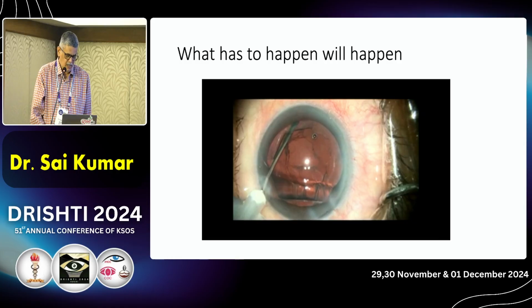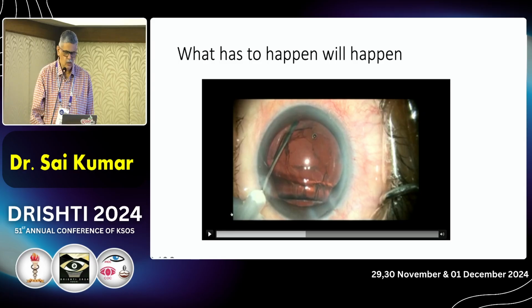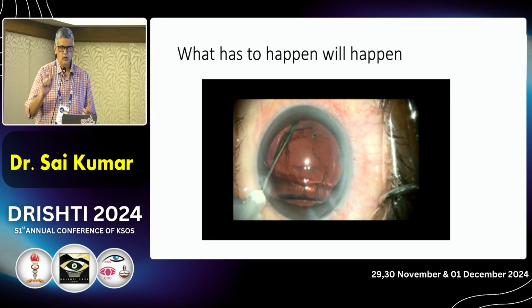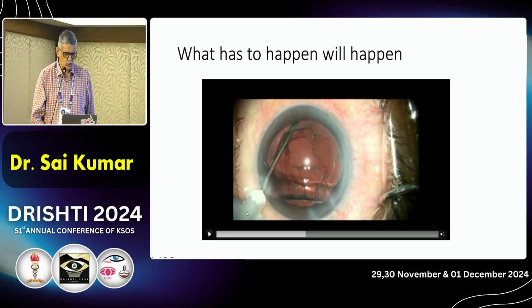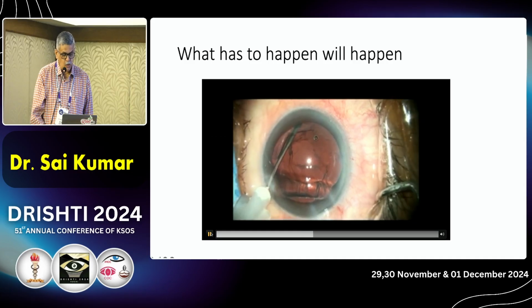So my scrub nurse has given me a non-Luer-locking syringe with a cannula, and because you have to do it single-handedly, your right hand is in with a coaxial irrigation, so you have to use a one-handed technique. So there it slips, and I got a heart attack when I took out the cannula.